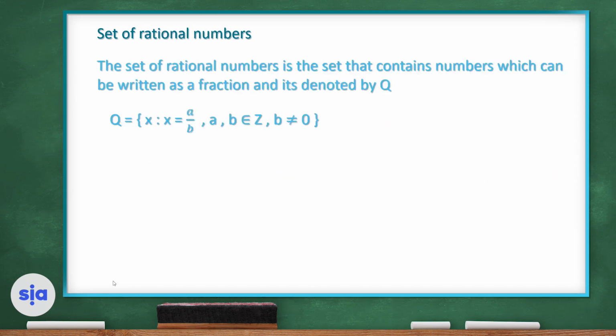What is the set of rational numbers? The set of rational numbers is the set that contains numbers which can be written as a fraction, and it's denoted by Q. Any number that can be written in the form of a over b is considered a rational number. But for sure, when I say a over b, b cannot be equal to 0.